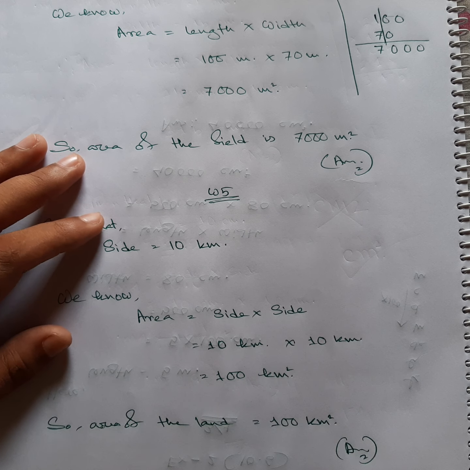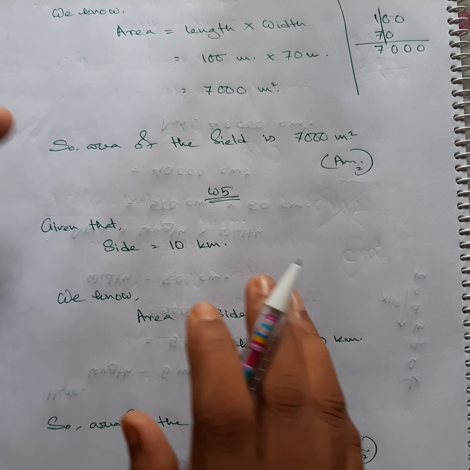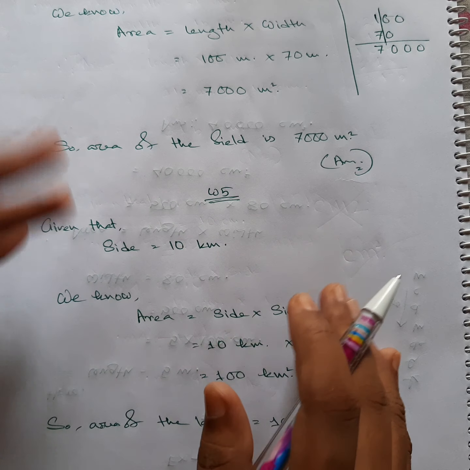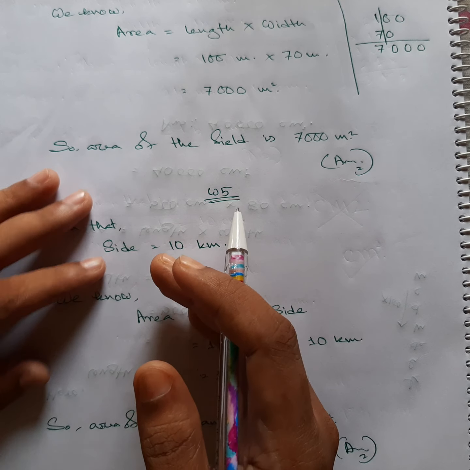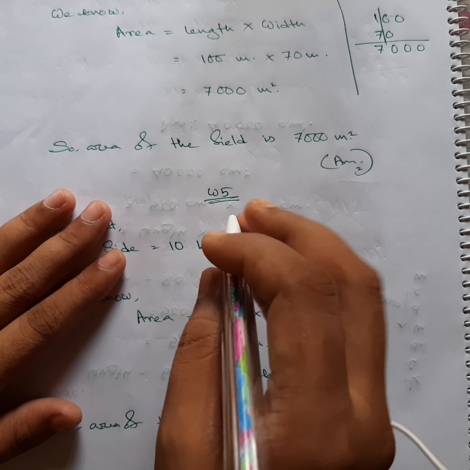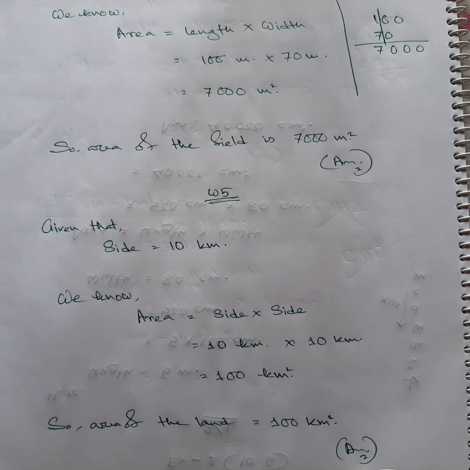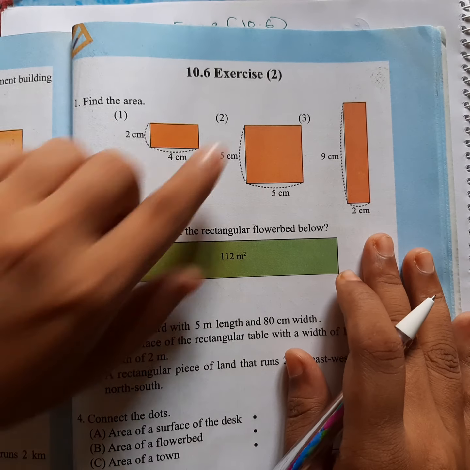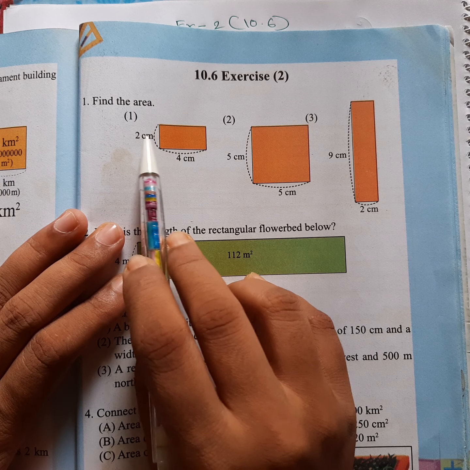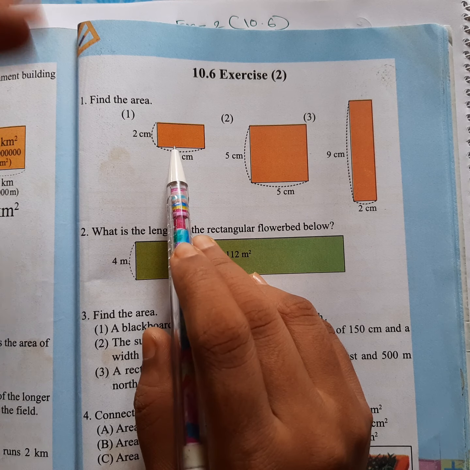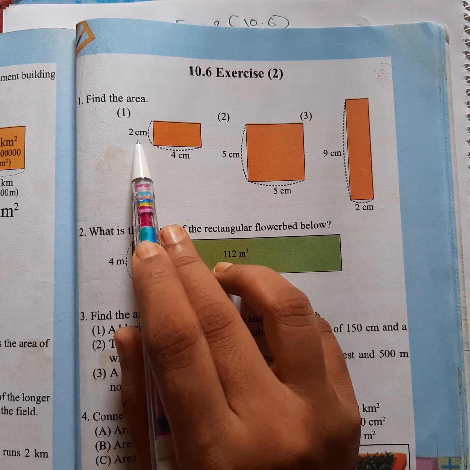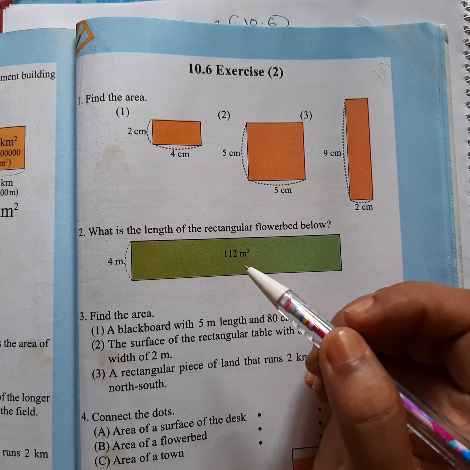I hope that you got a pretty good idea now, because this is actually the tiniest part of finding area. There are different areas you are going to find out. Only for class 4 you are going to work on rectangle and square. So it's easy, right? In exercise 1, they gave you 4 centimeter and 2 centimeter. Now you are just going to write down the given: length equal to 4 centimeter, width equal to 2 centimeter, and then the area equal to length into width.